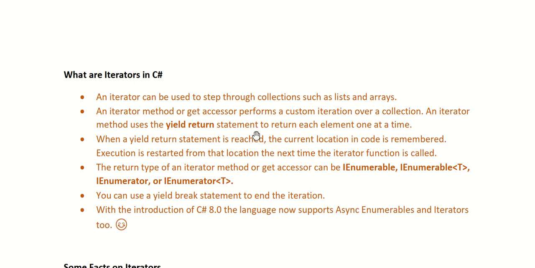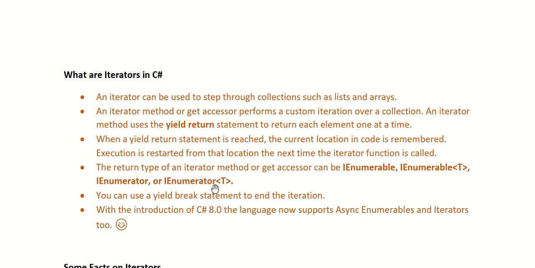So whenever it performs some processing, contacts a backend API, comes up with some value, like IEnumerable of T, once it comes up with that value, it will return that value one at a time, not the entire list at a time. When a yield return statement is reached, the current location in code is remembered. Execution is restarted from that location the next time the iterator function is called. Soon I'm going to show you what that means.